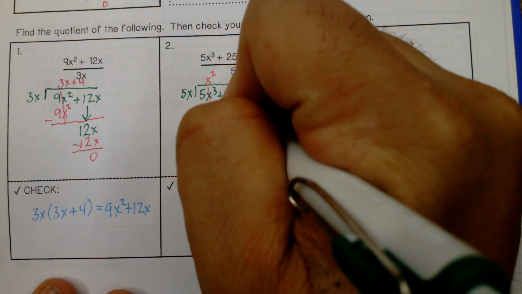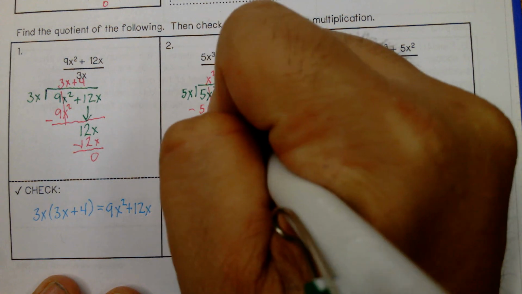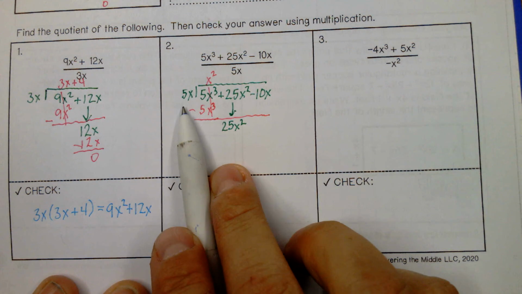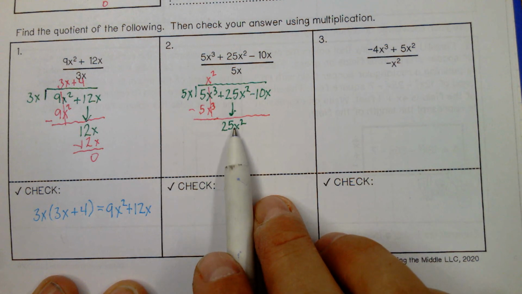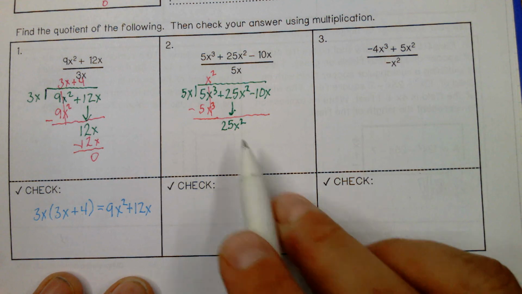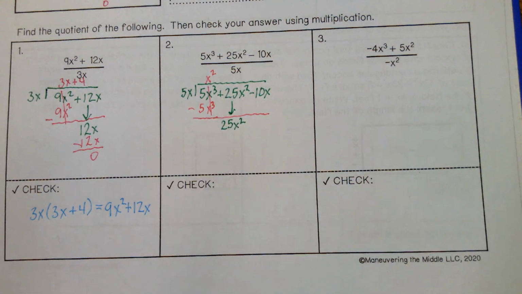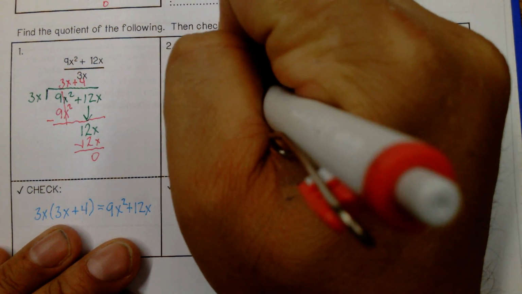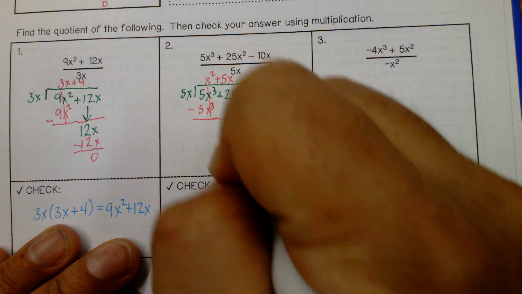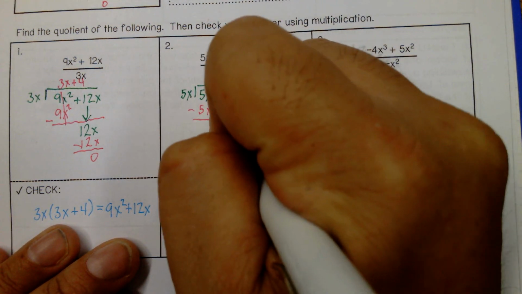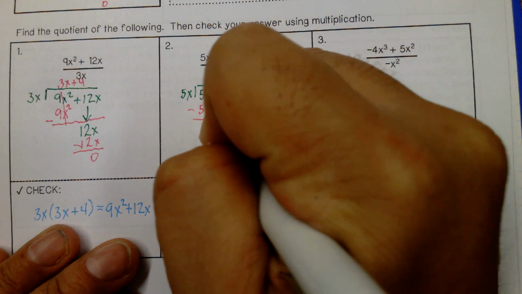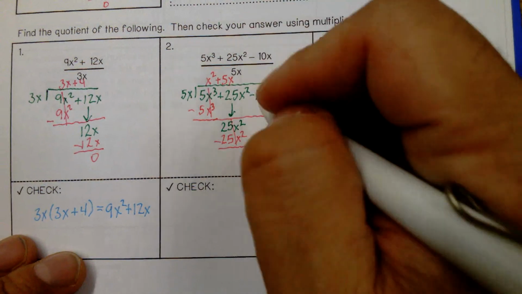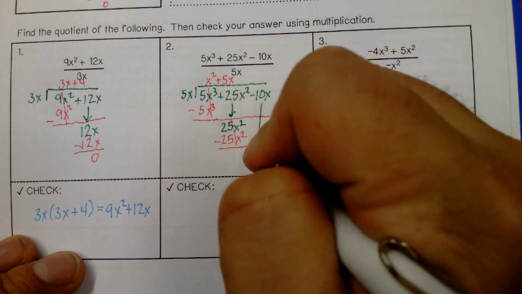We'll bring down 25x squared. So now 5x times something gives me 25x squared. 5 times 5, yeah. So 5x, we can always fix it if that's not right. 5x times 5x is 25x squared. Okay. Now we bring down negative 10x.